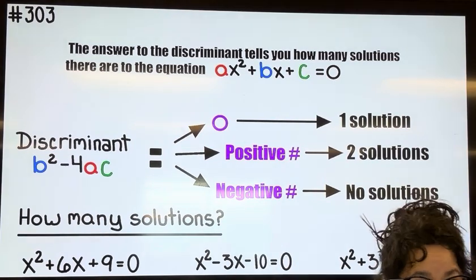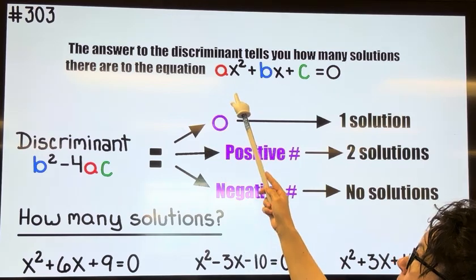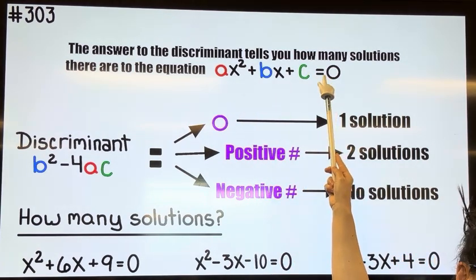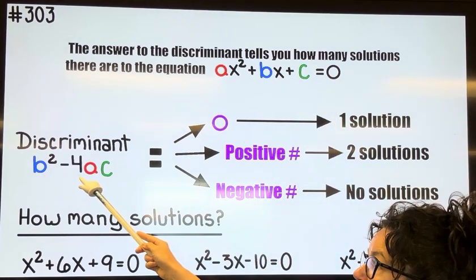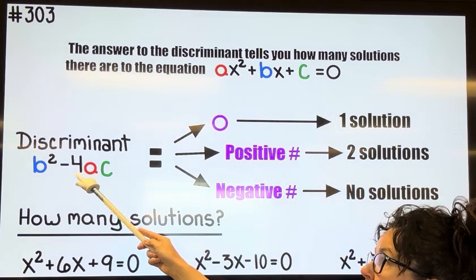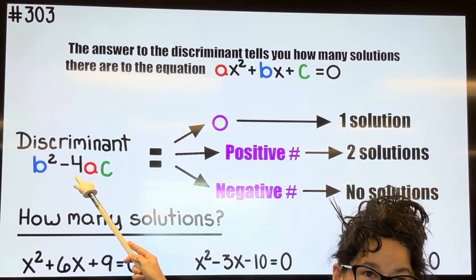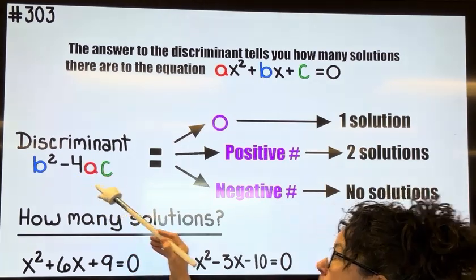Without using the entire quadratic formula, we can know how many answers this equation has by finding the answer to the discriminant, b squared minus 4ac. There are three possibilities for a parabola.